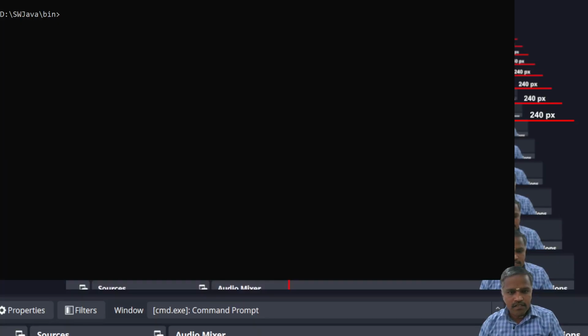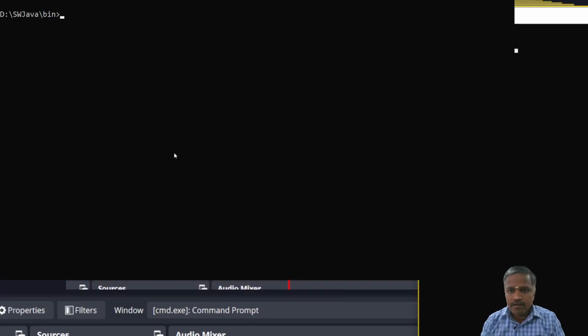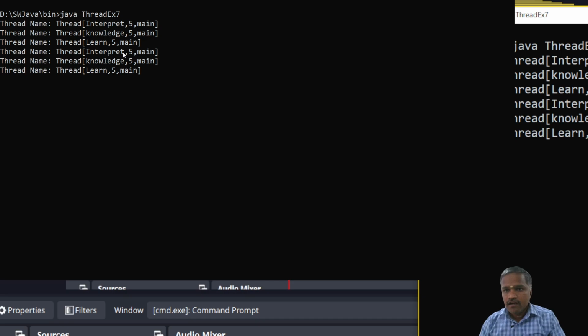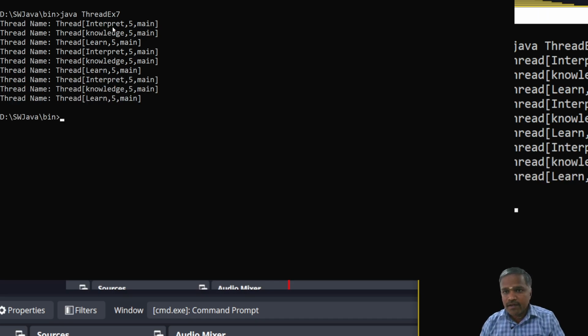In this command prompt, I'm running the program. Program name is thread ex7. You see, first interpret is coming. You look at that, in this one, interpret comes first and knowledge comes second. Actually, interpret is thread 3, knowledge is thread 2, and learn is thread 1. You see, before the start of thread 1, thread 3 got the CPU. Then thread 2 got the CPU, right?